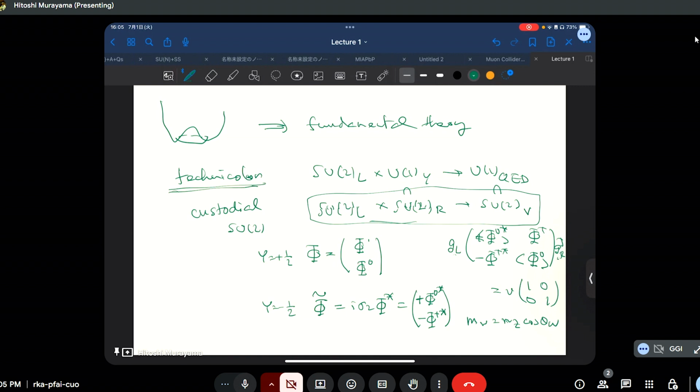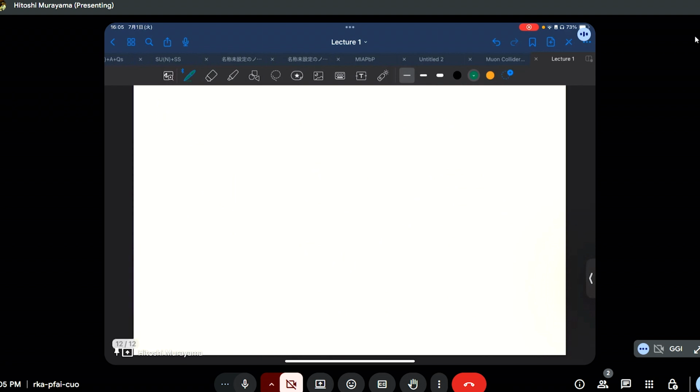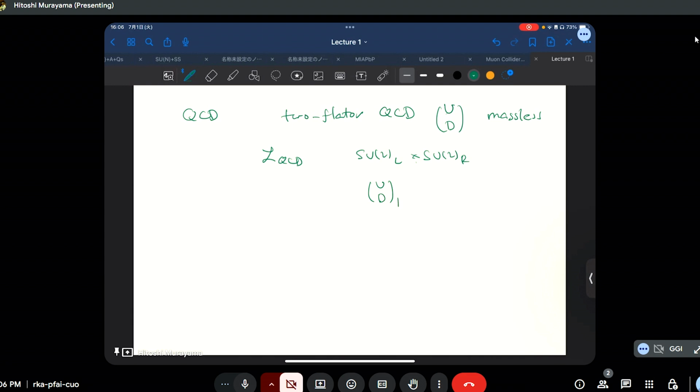But the idea of Technicolor is to remember that that is exactly what happens in QCD. So just imagine that you have two-flavor QCD with up and down quarks, and not to be confused with the standard model quarks, I'm writing them in capital letters here, and just assume that they are massless. Then the QCD Lagrangian has SU2 left times SU2 right symmetry, because up and down quarks, because they are massless, can be split into left-handed and right-handed Weyl fermions, just like fermions in the standard model. And you can rotate left and right independently from each other. And that's the symmetry we talk about as the chiral symmetry in QCD.